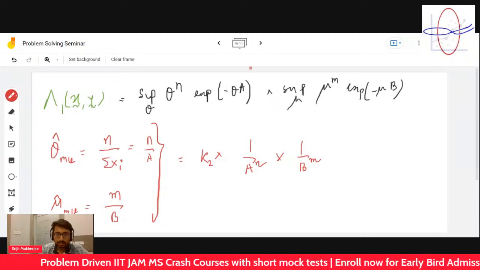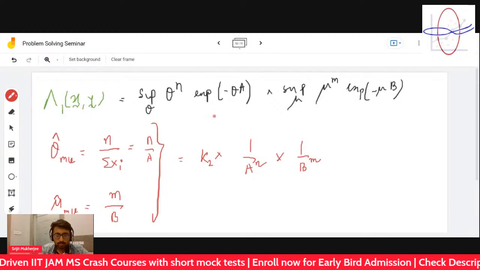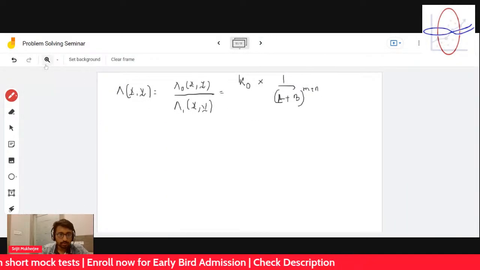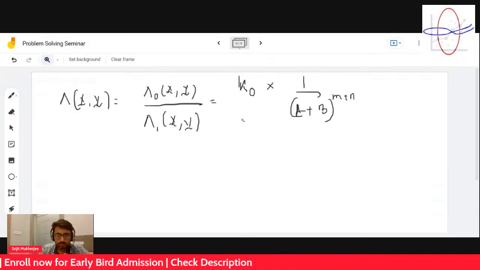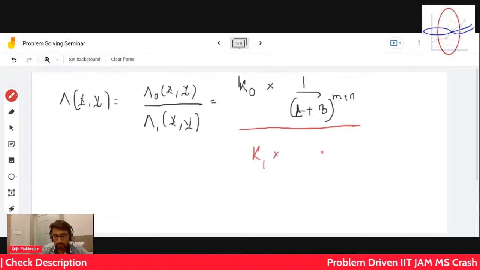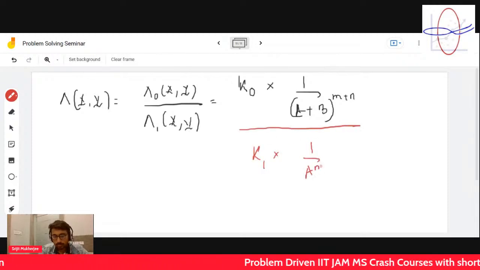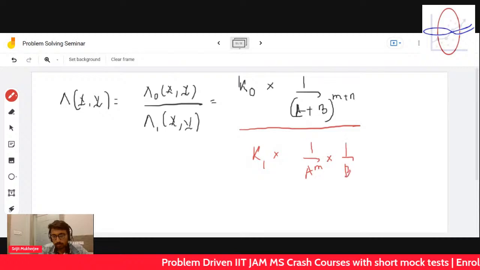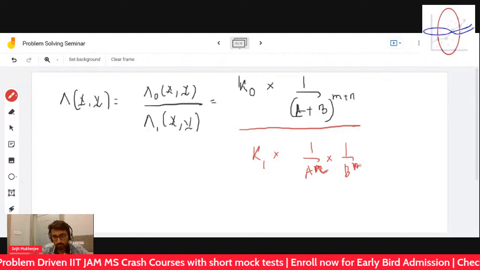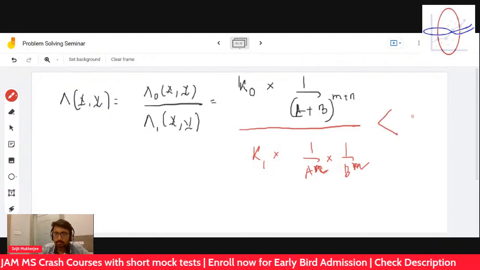Great. So we have got what? This is the upper part, the supremum. So we have got, therefore, here it's divided by K1 times 1 by a to the power m times 1 by b to the power n. Sorry, n and m. This must be less than something.